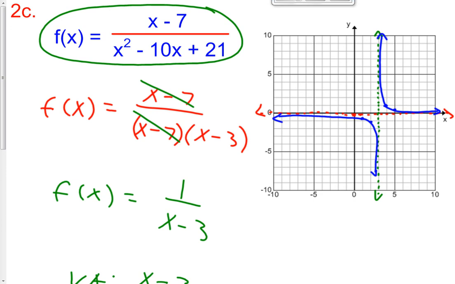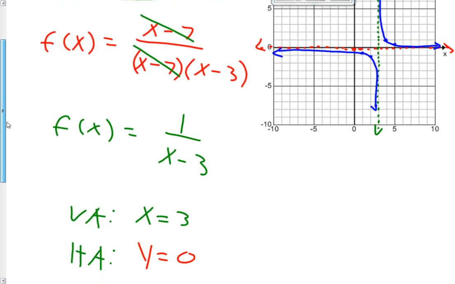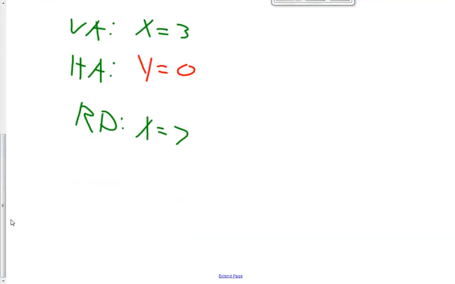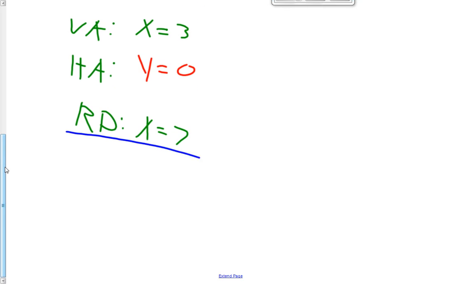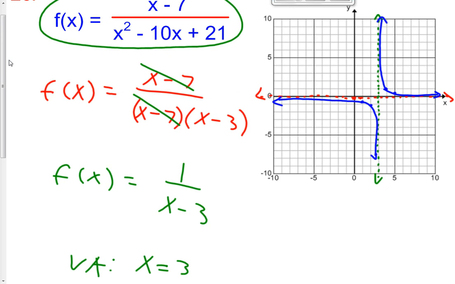Okay, we're almost done. We need one more thing. We got to tell our graph where our hole is. Our removable discontinuity is at x equals 7. So on your graph, when x is 7, which is right, if 5, 6, 7, it's right in this area. There's going to be a hole there. So what you're going to do here is just erase that part at x equals 7. Draw a hole where you think that blue line would go through. So at x equals 7, there's a hole right there.